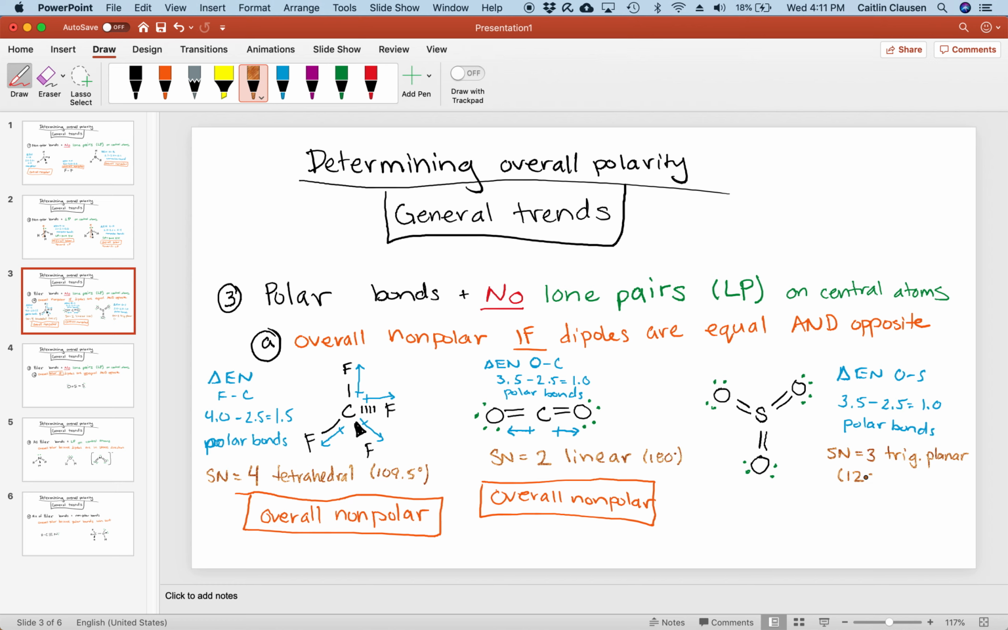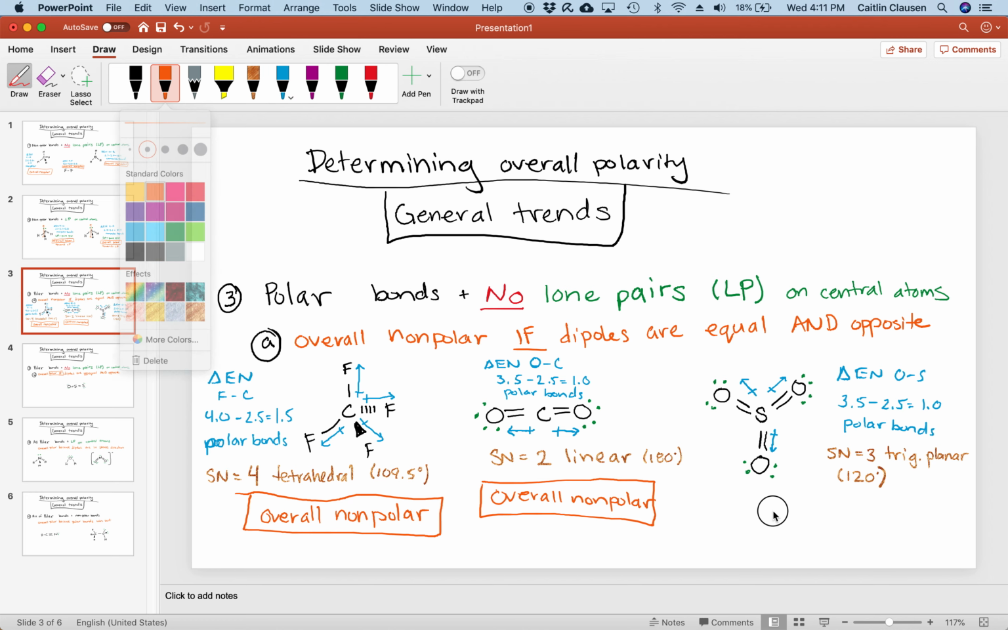We're at the true 120 degrees for the angle because there are no lone pairs. So is it equidistant? If they're equidistant, that tells me that my vectors here are all 1 and they're all going in opposite directions. They are equal and opposite. If they're equal and opposite, again, it's overall non-polar.